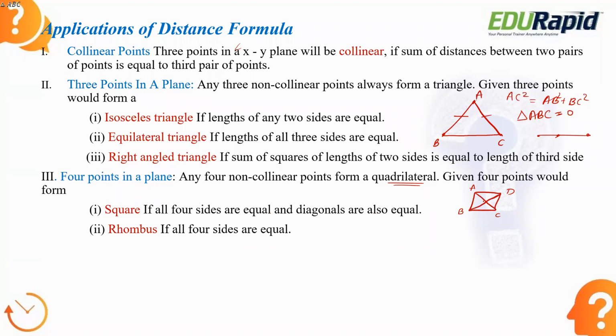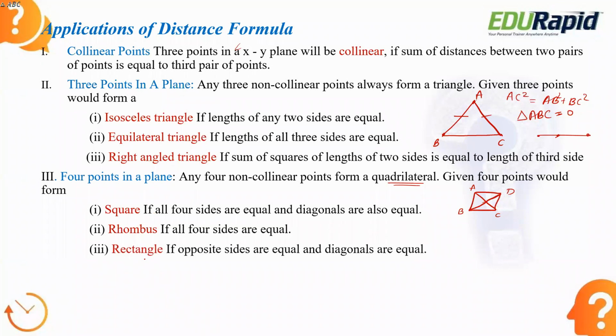So when you get a square or rhombus in your question, if you just find the 4 sides, it's not sufficient. You have to also find the diagonals. Only if the diagonals are equal, you say that they form a square. Otherwise, the points actually form a rhombus, because in a rhombus, the diagonals are not equal, but they are perpendicular to each other. So these conditions you should not forget, in case such questions are asked.